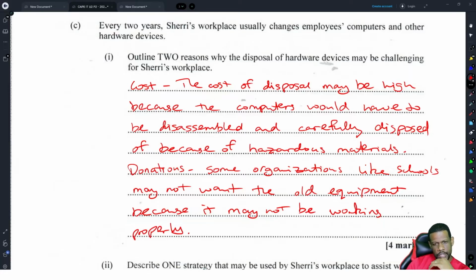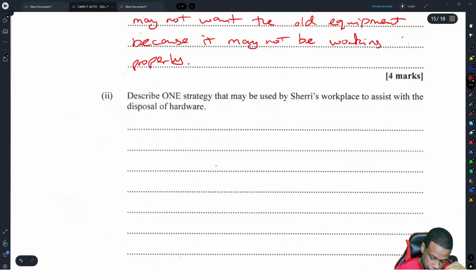Yeah, usually older companies, they don't really want you to, they don't want to take your junk now. And it'll just produce more e-waste. Yeah. I think that's a logical answer.